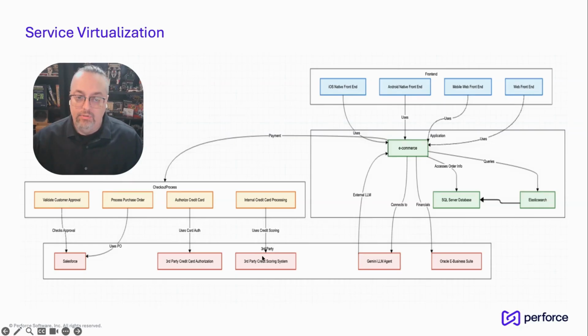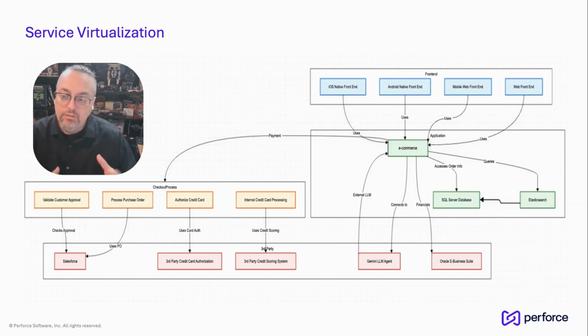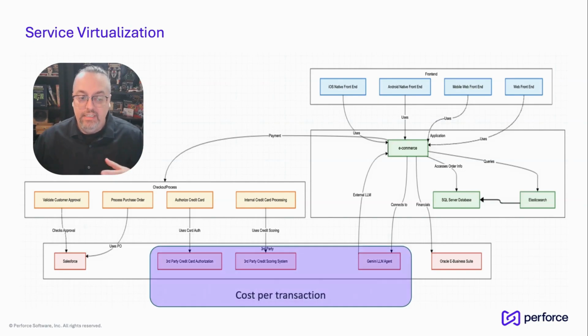Now, the challenge with this is that it's all fine and dandy in production. But when it comes to your lower environments, your pre-production environments where you need to do testing, if you're doing effective testing, you have to set all of this up in those lower environments. And here's where the challenge is. Each one of these has a cost per transaction. In fact, some of these applications don't allow you to do testing in their third-party application at all, or the testing environment doesn't mimic production, or it's a shared environment. There are lots of challenges when you're dealing with third parties.